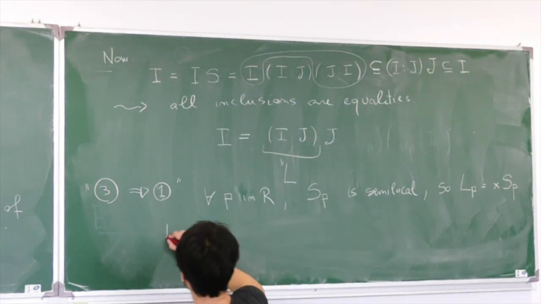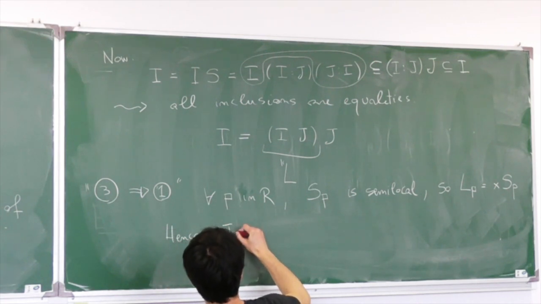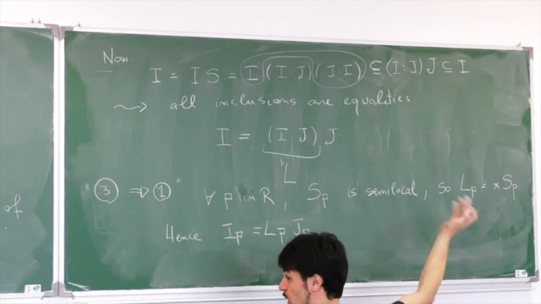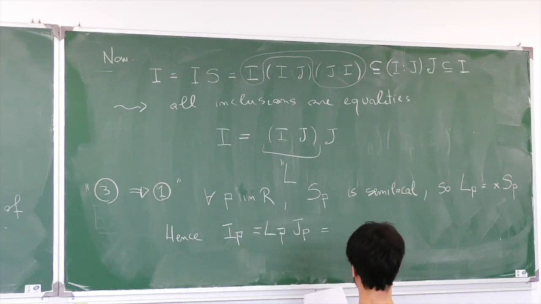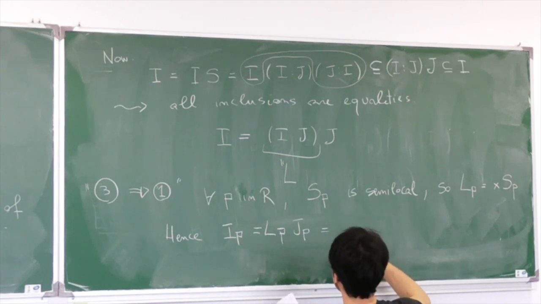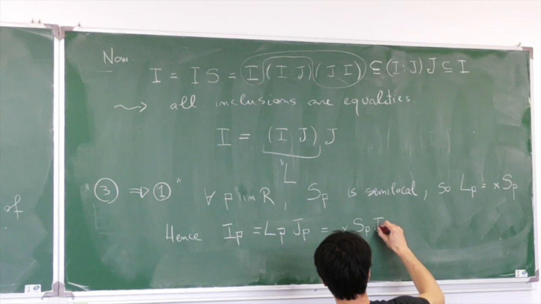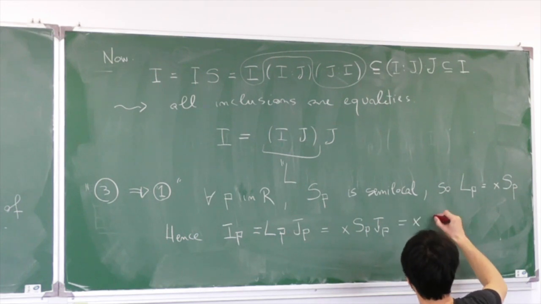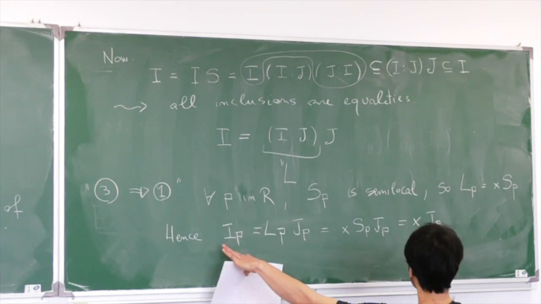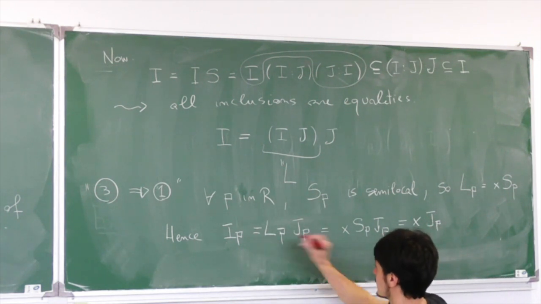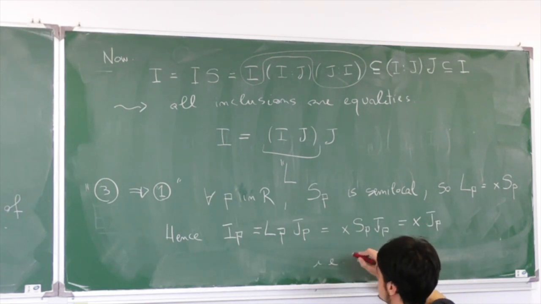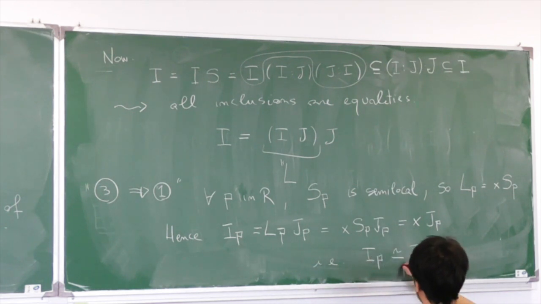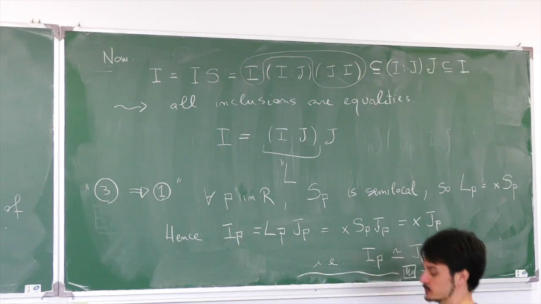And now observe that I_P by assumption is equal to L_P times J_P. So we know that I is equal to L times J. We localize it at P. And now we use what we just discovered, that L_P is principal, so we get x times S_P times J_P. And now we use that S is also the multiplicator ring of J. So this becomes x times J_P. So we have I_P equal to x times J_P, which means that they are isomorphic. We have a non-zero divisor that sends one into the other. I_P isomorphic to J_P, which is what we wanted to prove. And this concludes this implication, and in particular the whole proof of the statement.